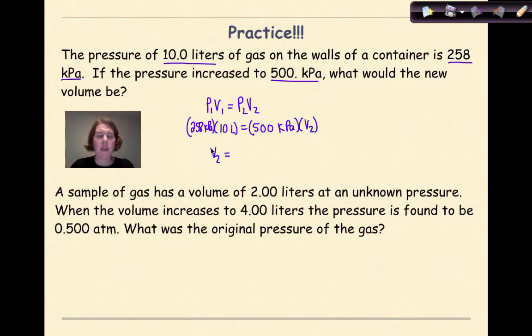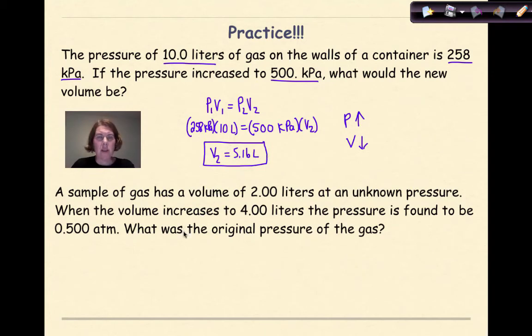So if I multiply together 258 times 10 and I divide that number by 500, I should get 5.16 liters as my final answer. And if you think about that, that makes sense because my initial pressure is 258 kPa. My final pressure is 500 kPa. So my pressure is increasing, and if my pressure is increasing, because this is an indirect relationship, my volume should be decreasing. And I can see that it is because I'm going from 10 liters to 5.16 liters. So the relationship holds true here based on my results.